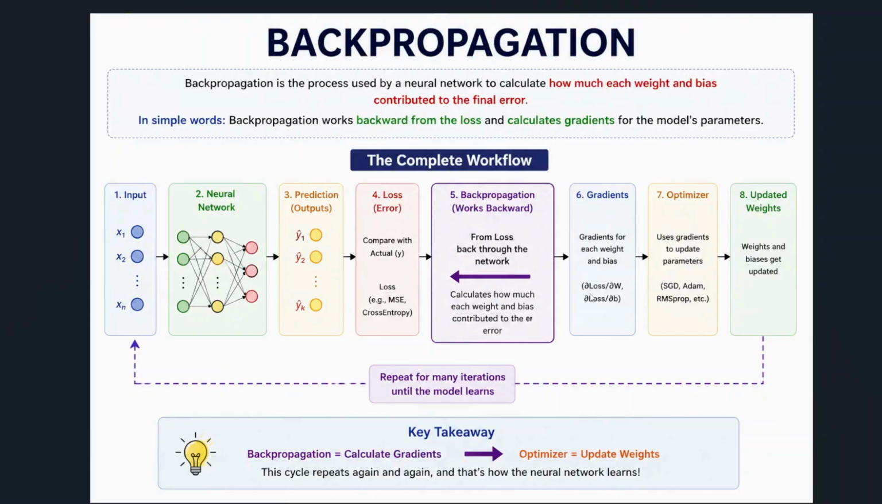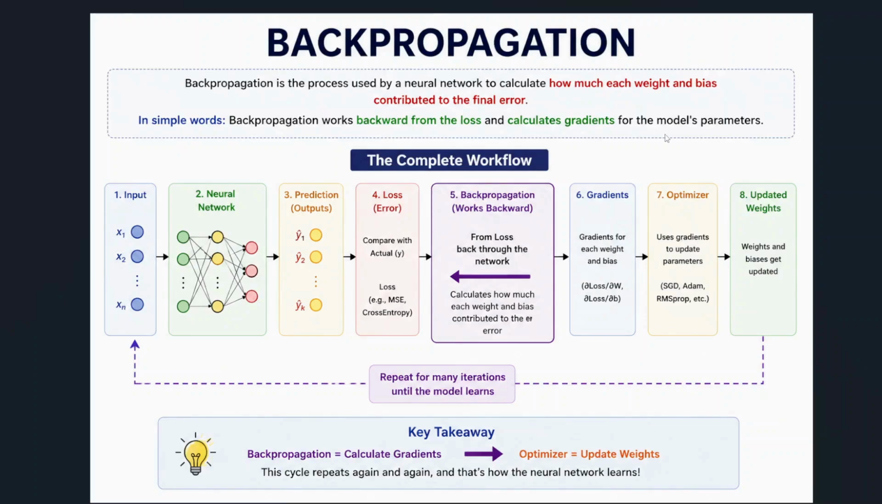Today we are going to discuss backpropagation in PyTorch. So, what is backpropagation? Backpropagation is the process used by a neural network to calculate how much each weight and bias contributed to the final error. In simple words, backpropagation works backward from the loss and calculates gradients for the model's parameters.